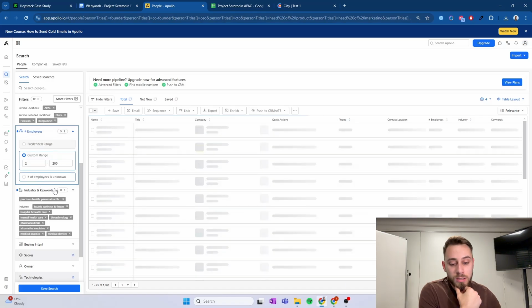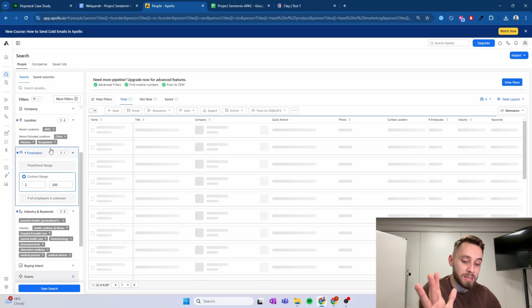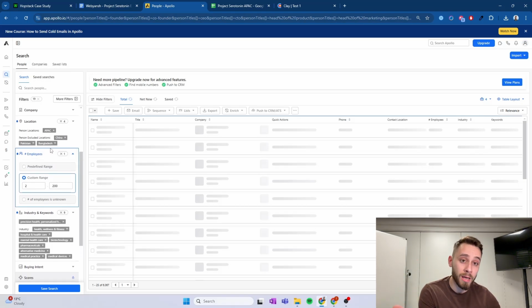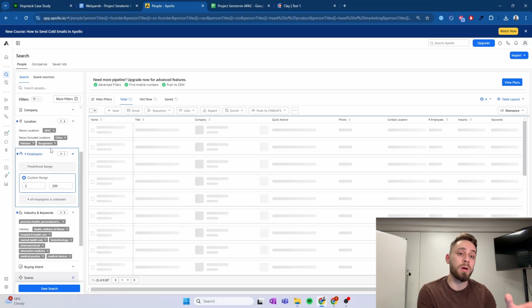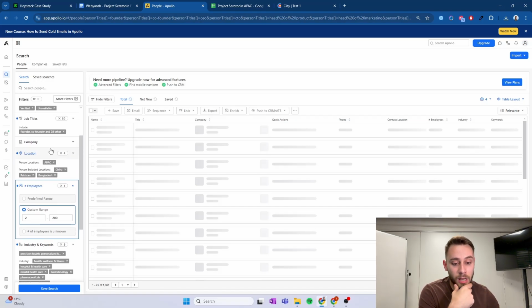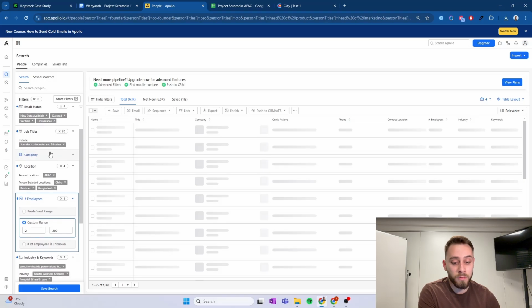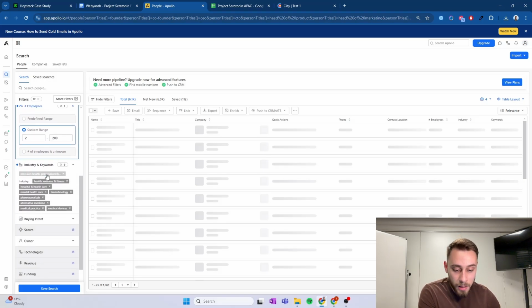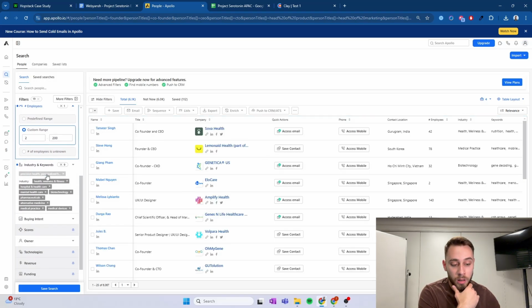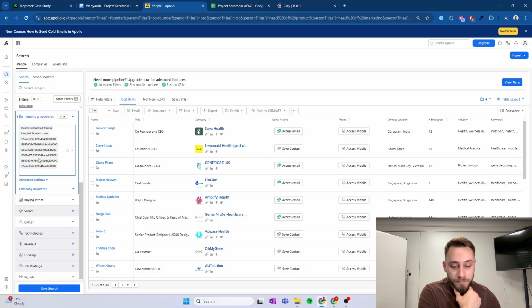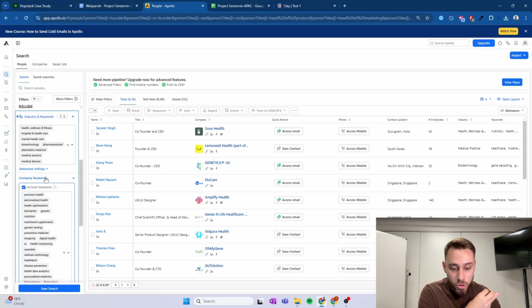You again search the criteria, search the employee count. Now, as I said, you want to base it off of your case study because you want to approach companies that are similar to your case study. And in this case, we are approaching job titles that are going to resonate with our offer. We're approaching companies in the APAC region, which is where also our case study is from. And we are approaching companies in all these industries.